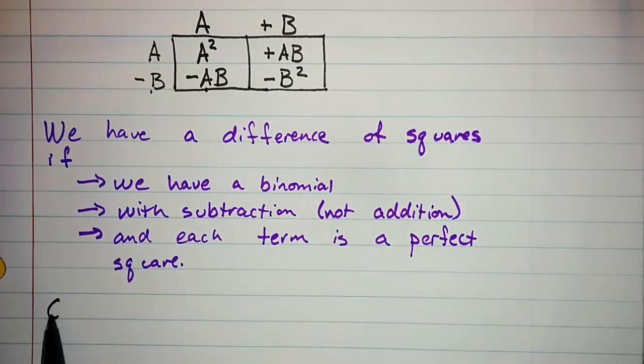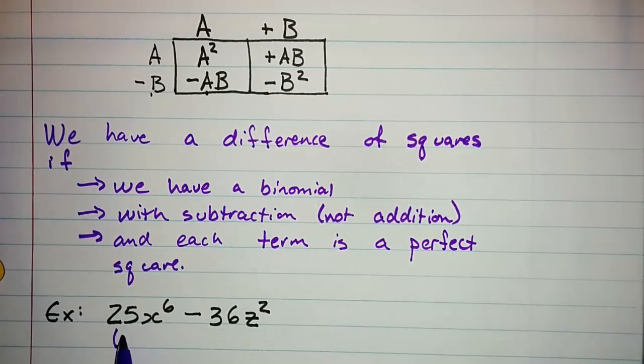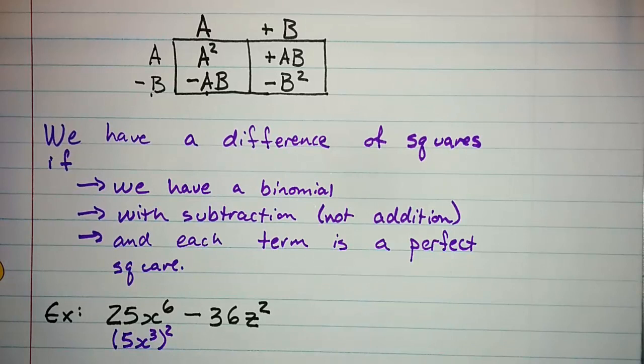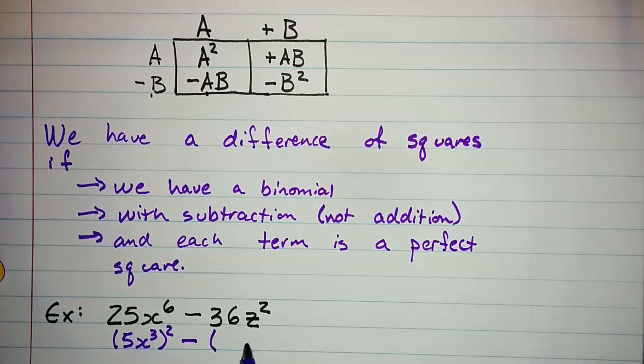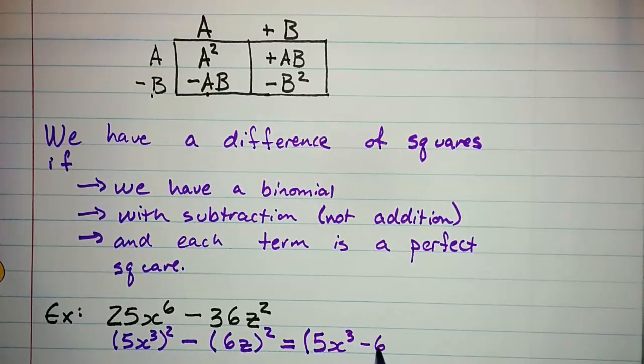So, for example, this binomial, noting that 25x to the sixth, that's 5x cubed squared, and 36z squared, that's 6z all squared. Noticing that, this is a difference of squares. So it factors as 5x cubed minus 6z times 5x cubed plus 6z.